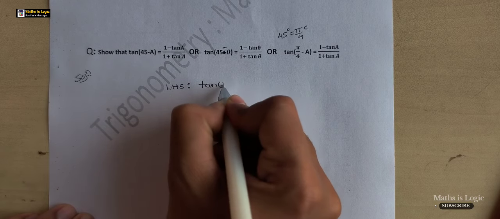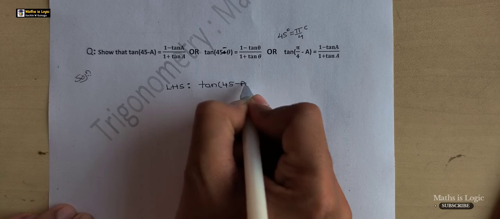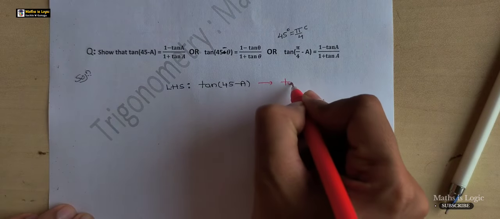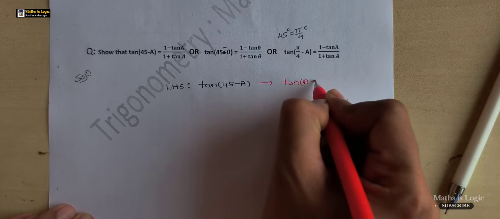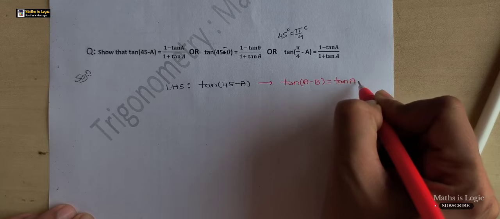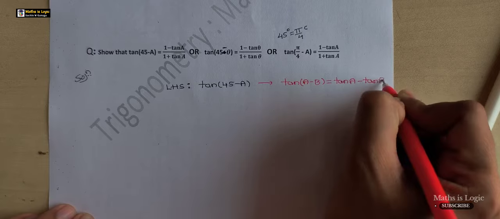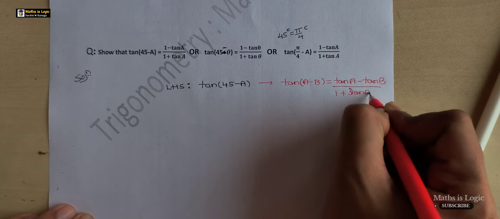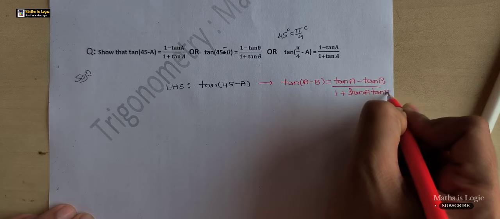Tan 45 minus A. So this looks like tan A minus B. So apply the tan A minus B formula: tan A minus tan B divided by 1 plus tan A into tan B.